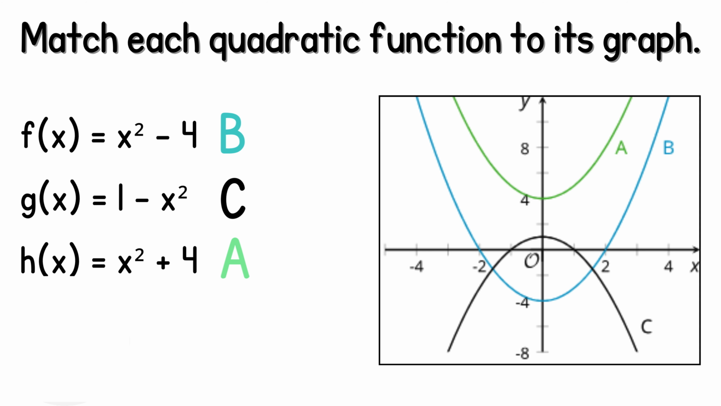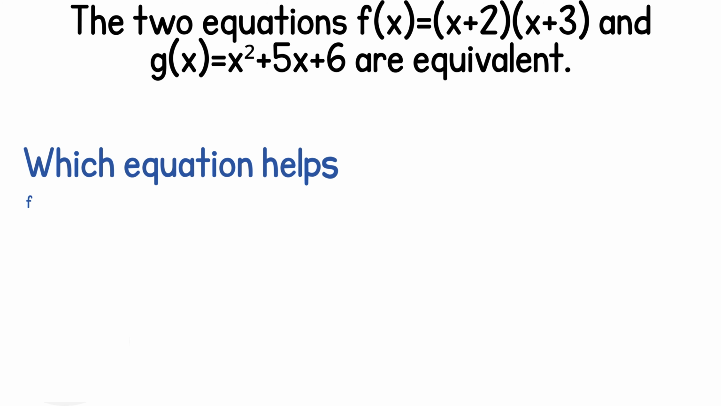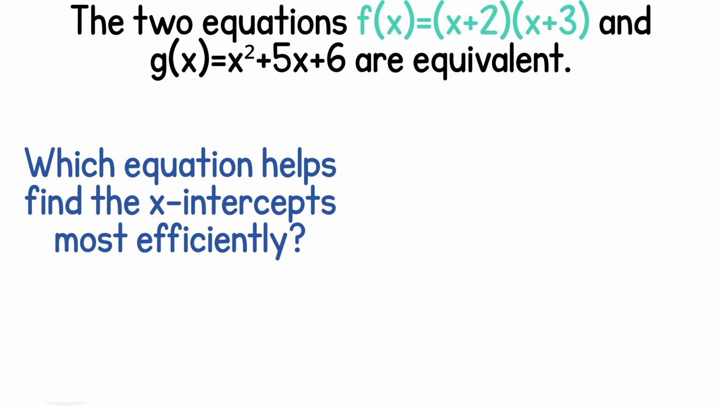Now let's look at another example. The two equations f of x equals x + 2 times x + 3 and g of x equals x² + 5x + 6 are equivalent. Which equation helps us find the x-intercepts most efficiently? Well, we can see that f of x is in factored form, and factored form always gives us the x-intercepts most efficiently, so f of x would help us with the x-intercepts.